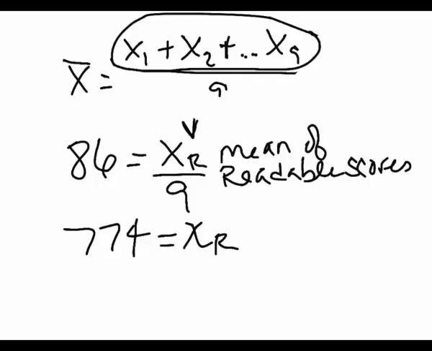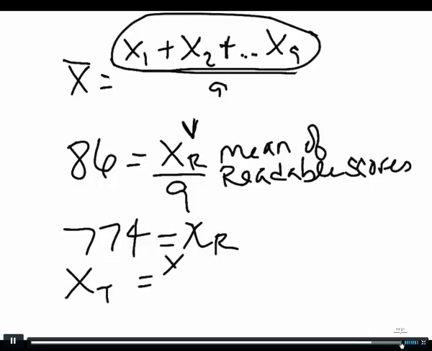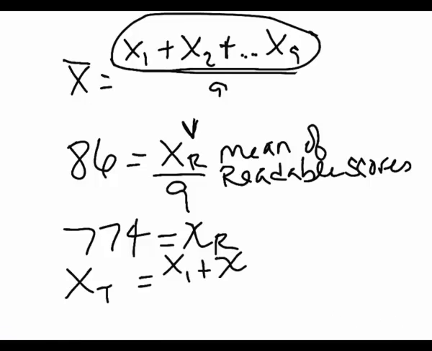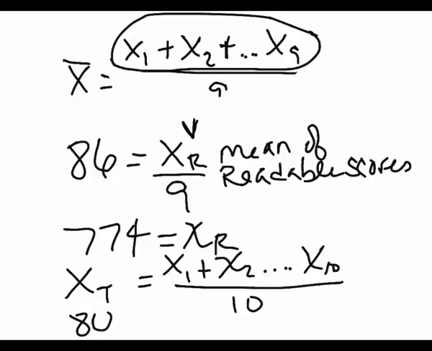Now let's look at the total scores, XT. We know that XT is the first score, second score, all the way to the 10th score that we couldn't read. And we're still going to have to divide that by 10, okay? Now we know that the mean was 80. So to get the sum by itself, I'm going to multiply both sides by 10. And I get 800.